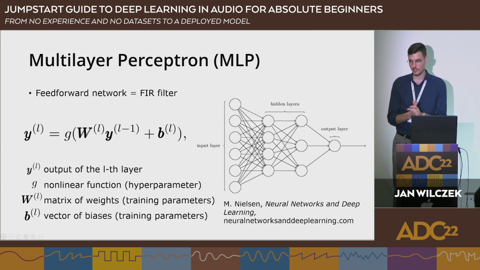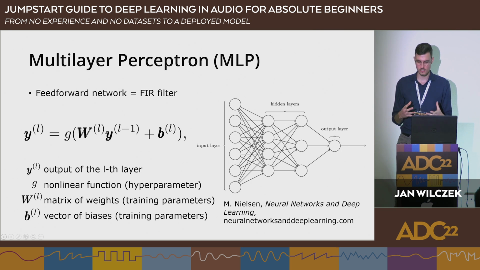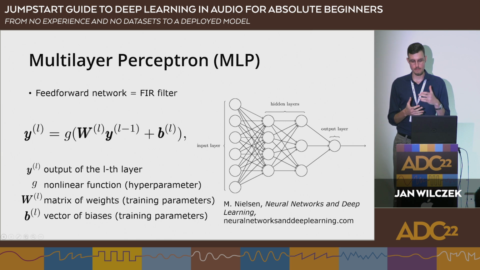What's important here is that this nonlinear function is something that we choose ourselves as human operators. It could be, for example, the tanh function. But this matrix of weights and vector of biases is something that gets updated during training. So if you hear that we're training a neural network, it means that we're updating the weights in this matrix and the values in this bias vector.